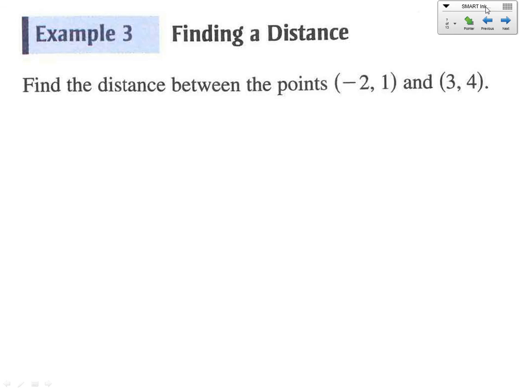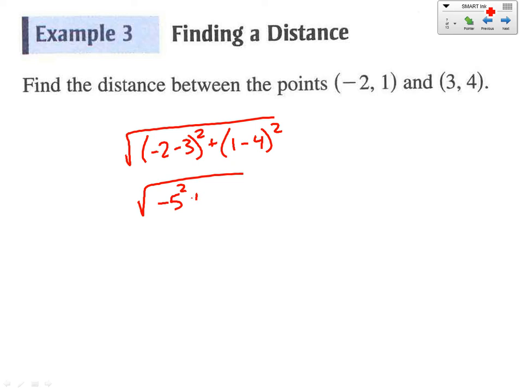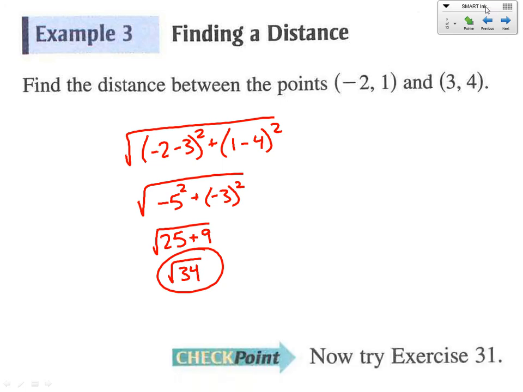Let's do an example problem on this one: the distance from -2, 1 and 3, 4. So distance formula, let's plug it in. We've got the x values, -2 minus 3 squared, plus the difference in the y values, 1 minus 4 squared. So that's negative 5 squared plus negative 3 squared, and so we've got 25 plus 9. The distance between those two points is going to be the square root of 34. See if you can do it on your own with problem 31.